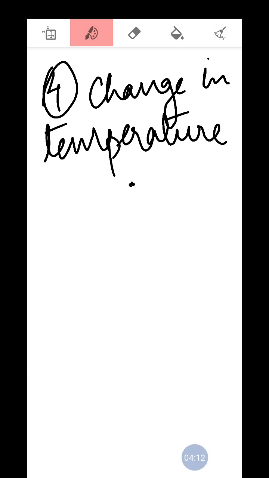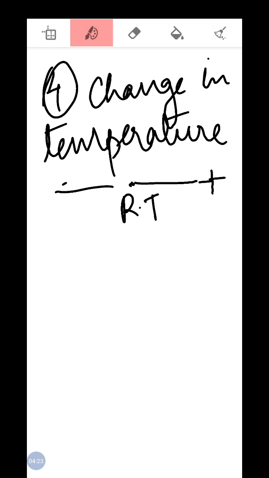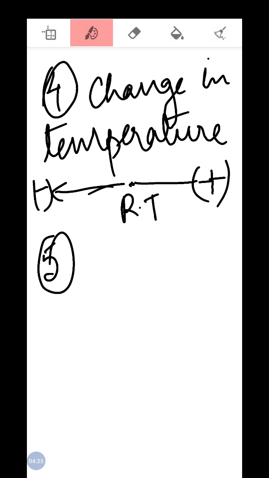Suppose this was the room temperature, RT. It can either go up, or it can go down. So it depends on what kind of a reaction has taken place. This is also one of the important things. Along with that, another important characteristic is change in physical state. This also I explained in the last video.